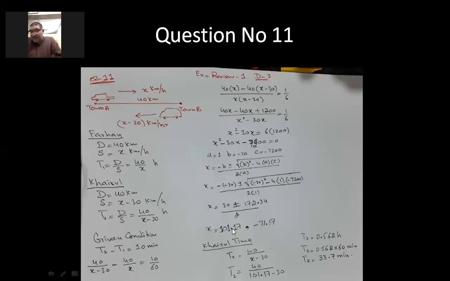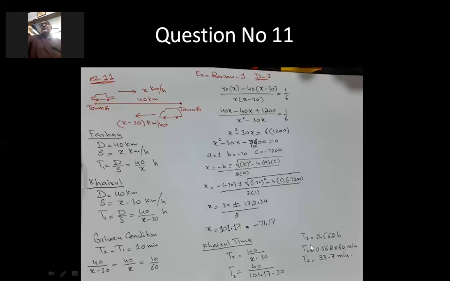So at the end, the question is, find the time taken by Khairul to travel from town B to town A. For going from town B to town A, the time taken is T2, and that will be 40 divided by X minus 30. Just put the value of X. I think this positive value should be taken. So T2 equals 40 divided by X minus 30. So put this value 101.17.